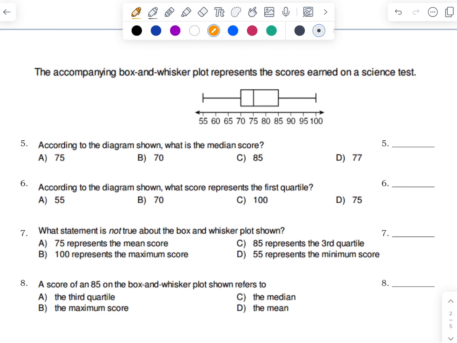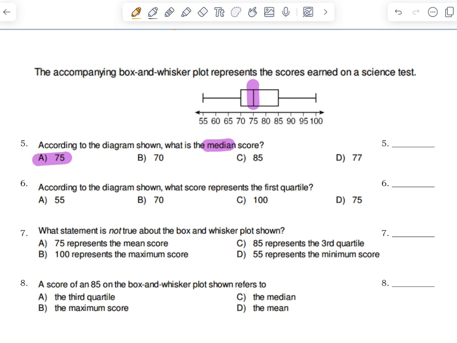All right, moving along. So we have another box and whisker plot, no data attached, just the box and whisker plot itself, right? So we've got to use this to answer some questions. Now, it says, according to the diagram, what is the median? All right, well, this is requiring you to be able to read the box and whisker plot and look at which section is which. So as a reminder, the middle part is the median, okay, and that pretty much looks like it's pointing at 75. So let's go with A as our answer choice on that.